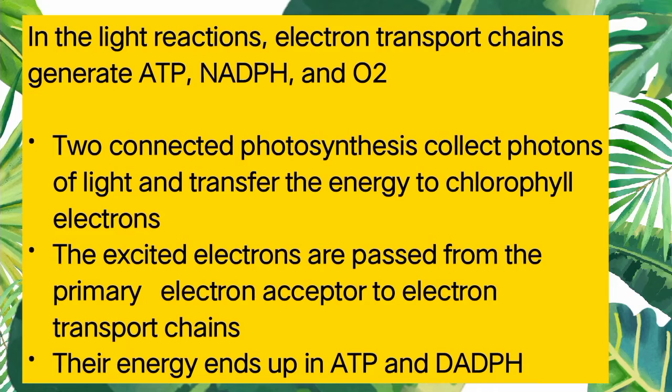In the light reactions, electron transport chains generate ATP, NADPH, and O2. Two connected photosystems collect photons of light and transfer the energy to chlorophyll electrons. The excited electrons are passed from the primary electron acceptor to the electron transport chain. Their energy ends up in ATP and NADPH.